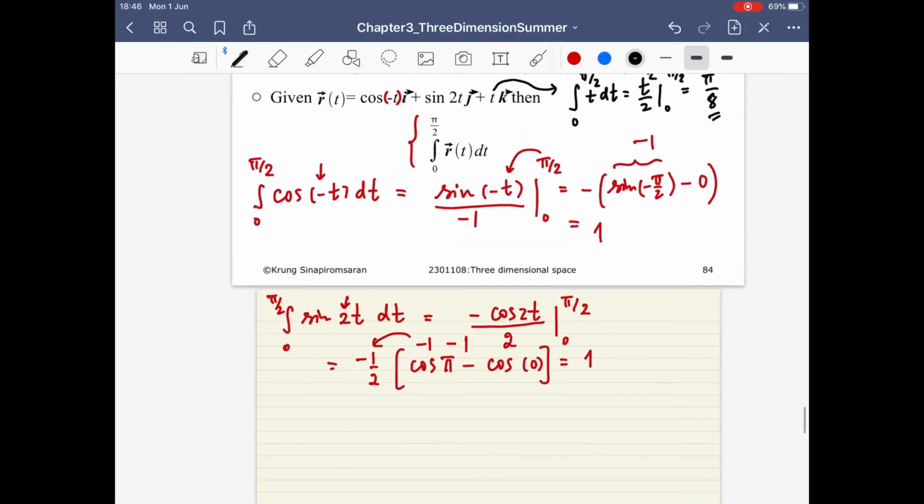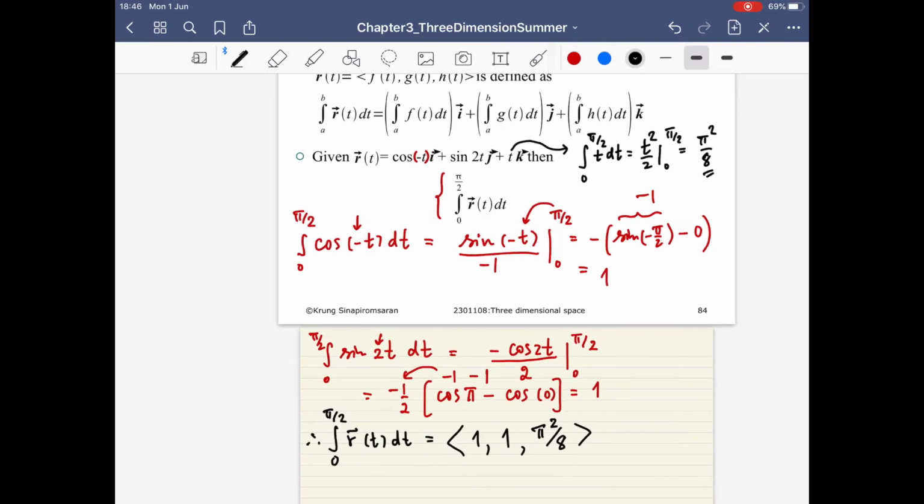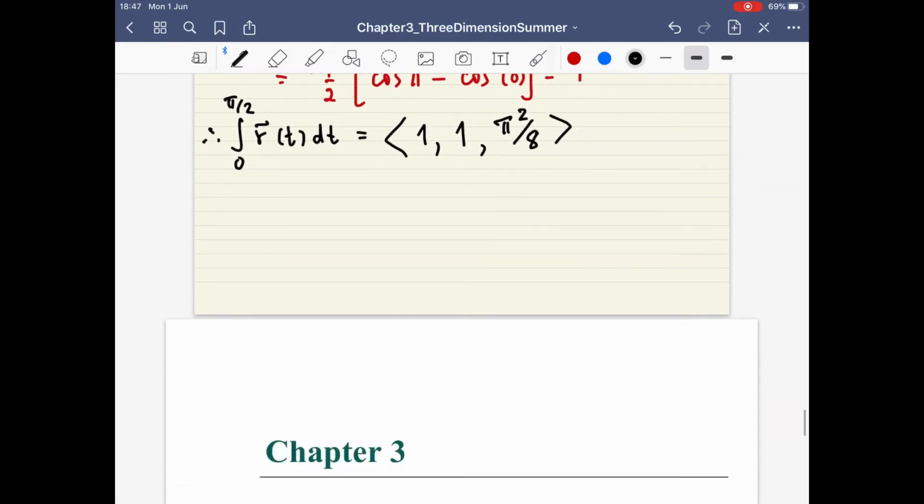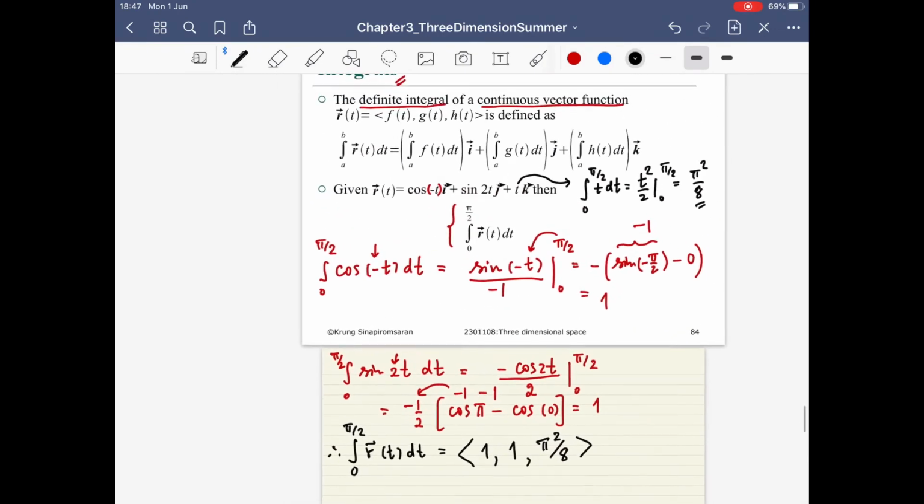So this means that in conclusion, the integration from 0 to pi over 2 of r(t) dt is simply: the first component is 1, the second component is 1, and the third component is pi squared over 8, just like that. Very simple, but you really need to know how to perform integration using your calculus 1 on each of the components.